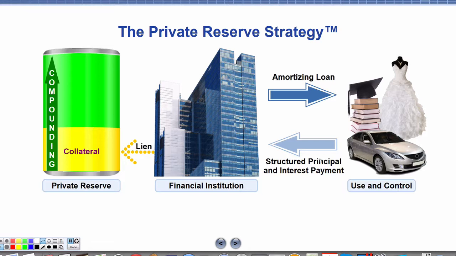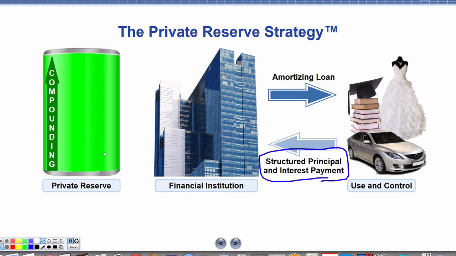And then what we recommend is that you make structured principal and interest payments back to yourself. When you do that, if you set yourself up on a regularly scheduled car payment, for example, or a student loan repayment back to yourself in your own account, all they do is simply release the lien on your policy, and your money continues to enjoy uninterrupted compound growth. All right? It's that simple.